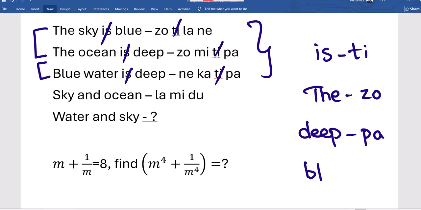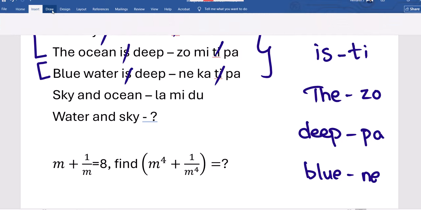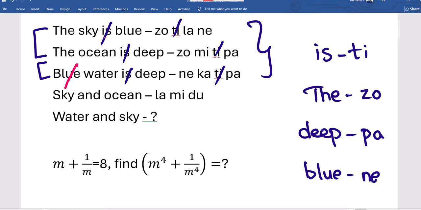Blue is nothing but knee, so blue is also out. I'm just removing the things which are already assigned. Blue completed, deep completed. Here deep is assigned, blue is also assigned. Okay, and ocean, you can compare 2 and 4. Ocean will be decided. What is common in 2 and 4? MI. So ocean is nothing but MI, right? Now ocean is also completed, MI completed.